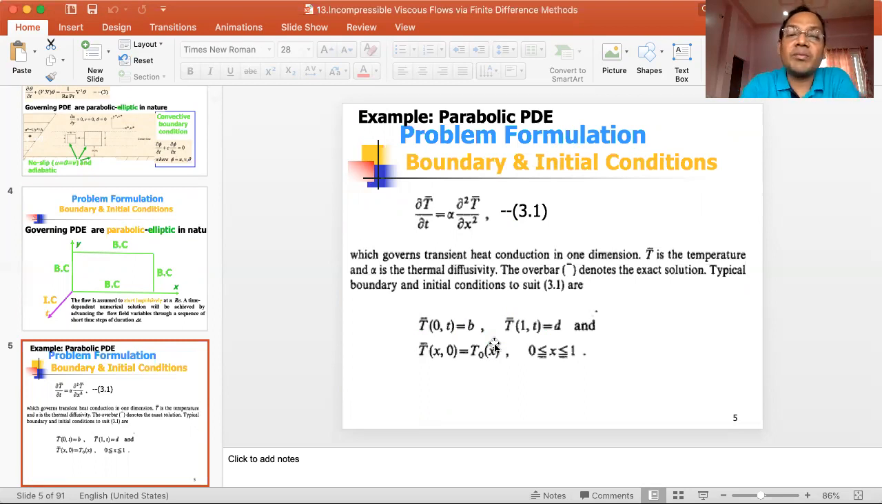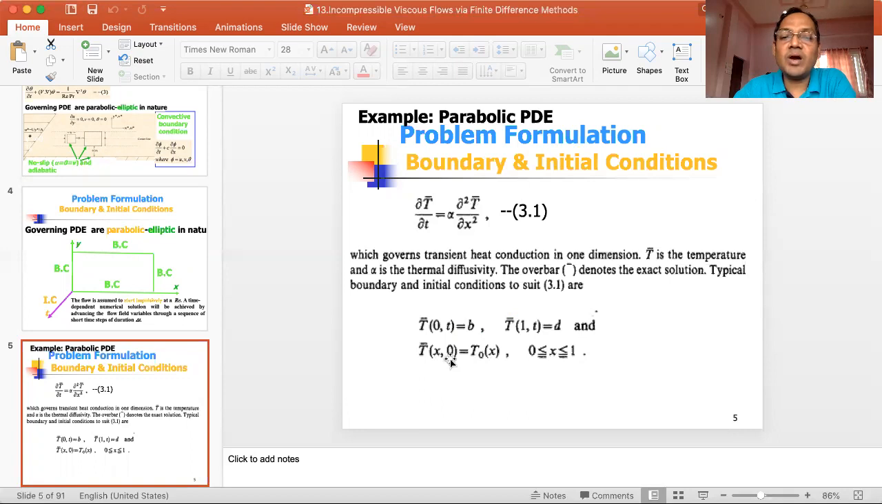Now mainly we shall solve with this boundary and initial condition. This problem is the heat conduction equation, a very simple equation: del T by del t equals alpha del 2T by del x square. This problem is parabolic in time and elliptic in space. So for time you need the initial condition, and the initial condition is given here.